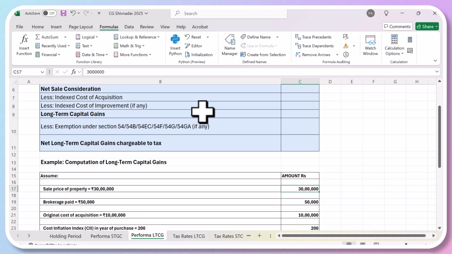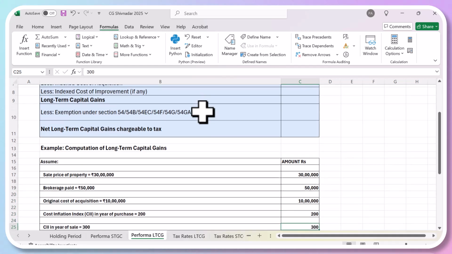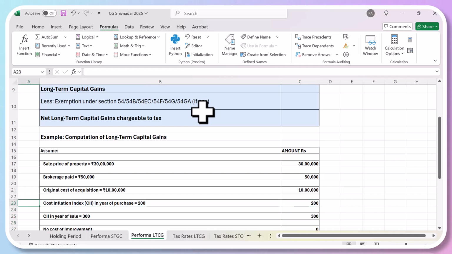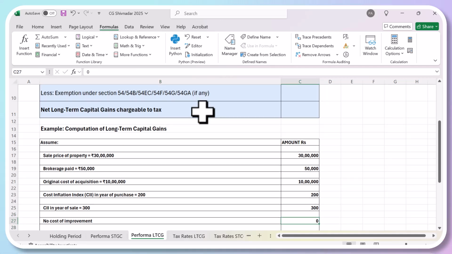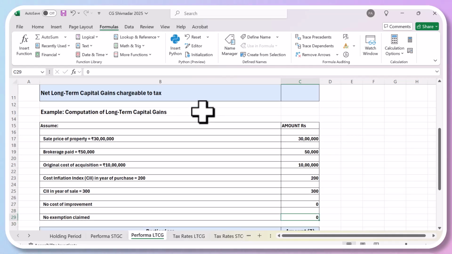So these are basically all the parts of the question. You sold the property for 30 lakhs. You paid a brokerage of 50,000. The original cost of acquiring the asset was 10 lakhs, and then when you bought the asset, there's something called cost of inflation index, which I'm going to cover now. So when you bought it, the index was 200. When you sold, the index was 300. Okay. Then, was there any cost of improvement? You didn't do any improvement on the building and sold it. So you have no exemption also. This is the question.